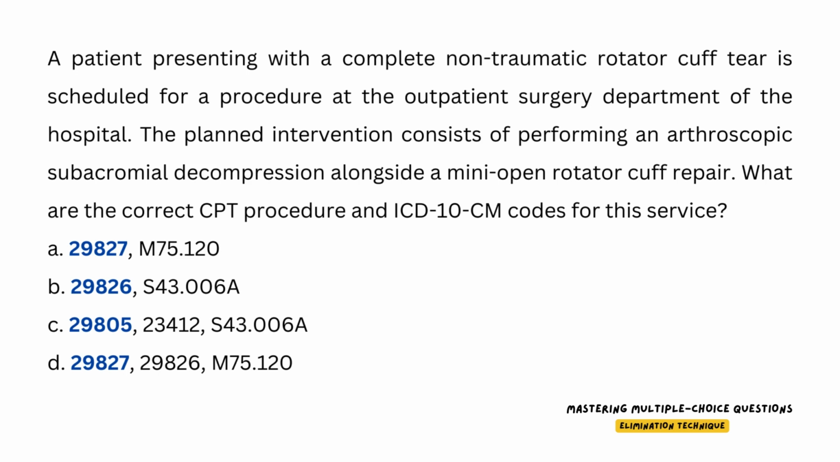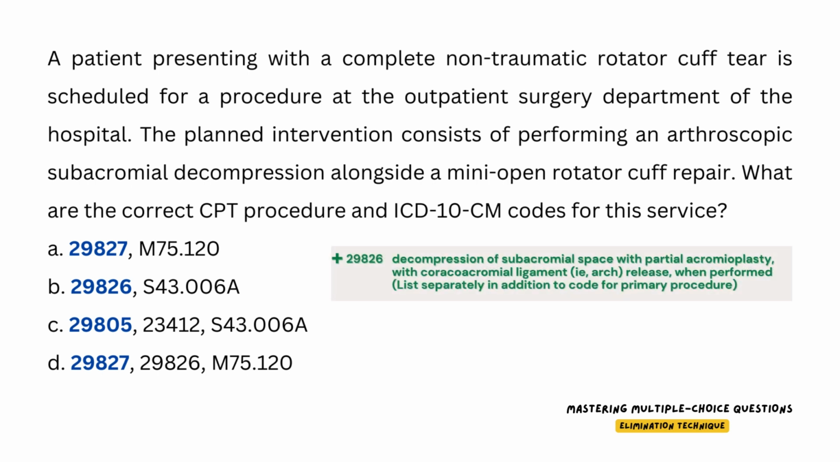We are comparing the codes 29805, 29826, and 29827. Code 29826 is an add-on code. Add-on codes are always performed as additions to the primary service or procedure and as such, cannot be reported as a first listed code. Thus, letter B is first to be eliminated.